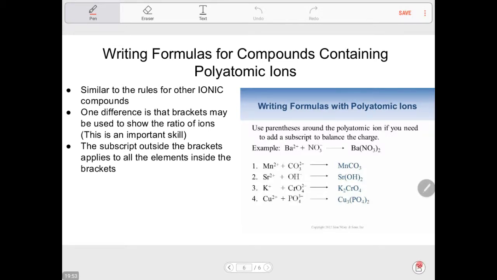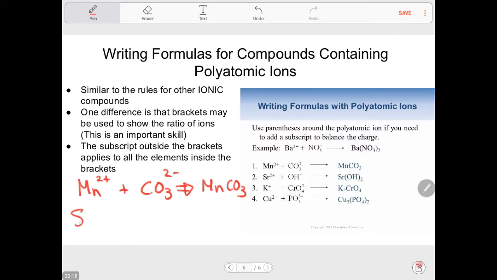I can do a couple more here for you if you want. I'll take the first example. We have Mn, which has a charge of 2 plus, and CO3 2 minus. Now, that's a good one. The CO3 2 minus is a polyatomic. But look at what you have. That's a 2 plus and a 2 minus. That works out perfect. So that's just MnCO3, no big deal.